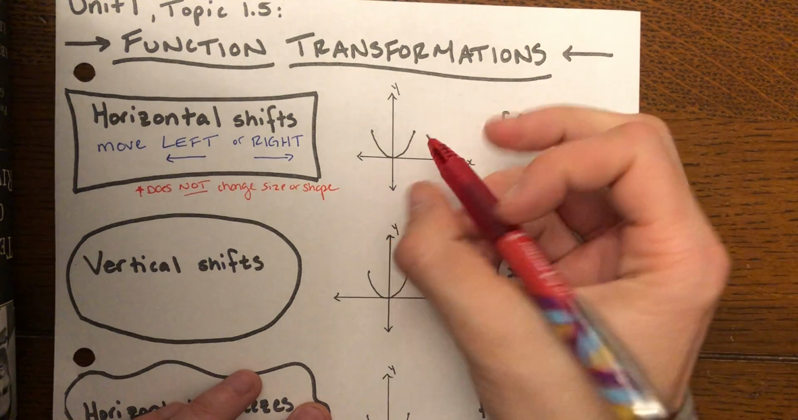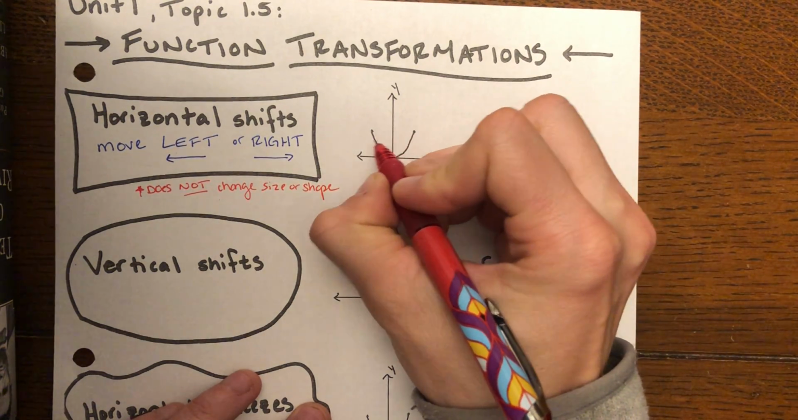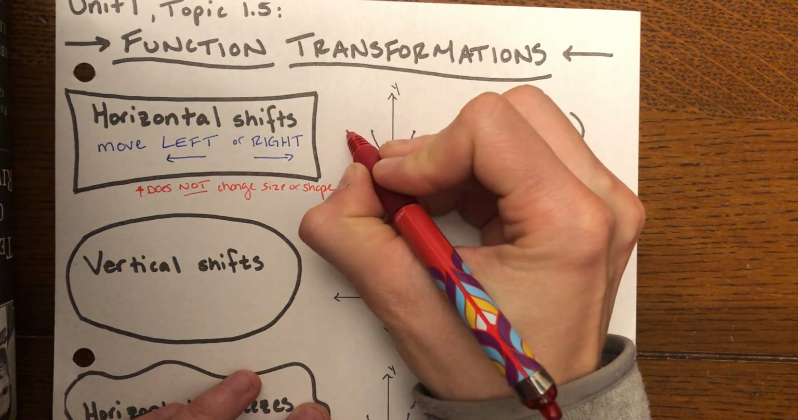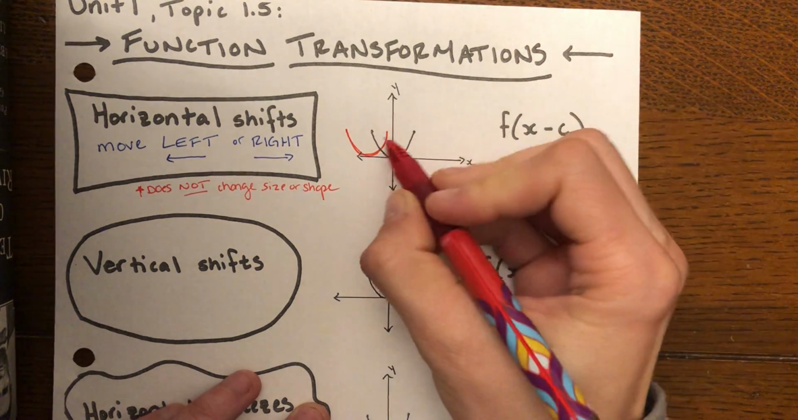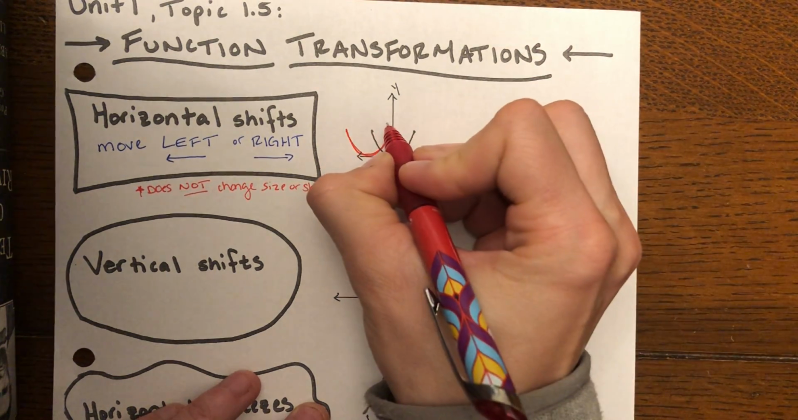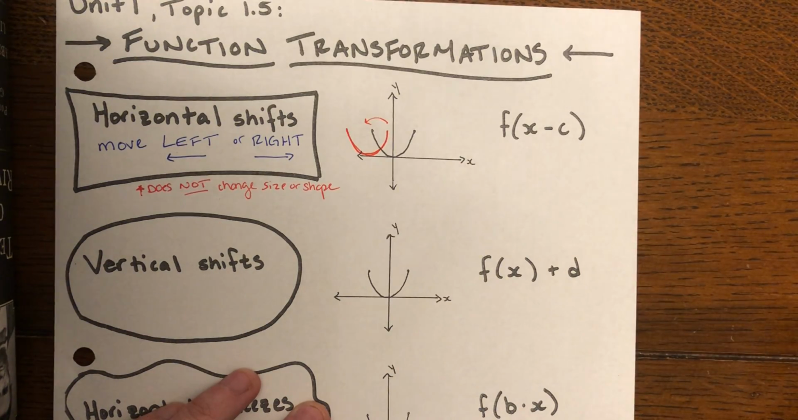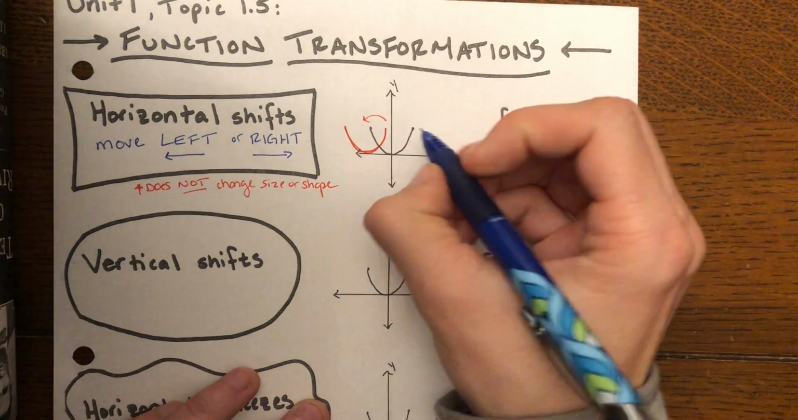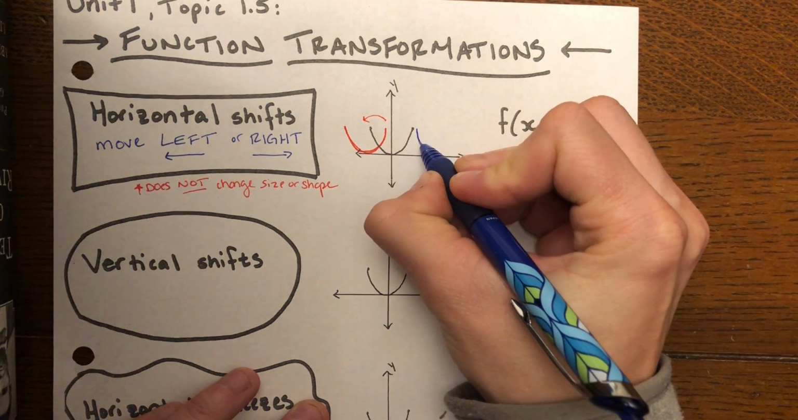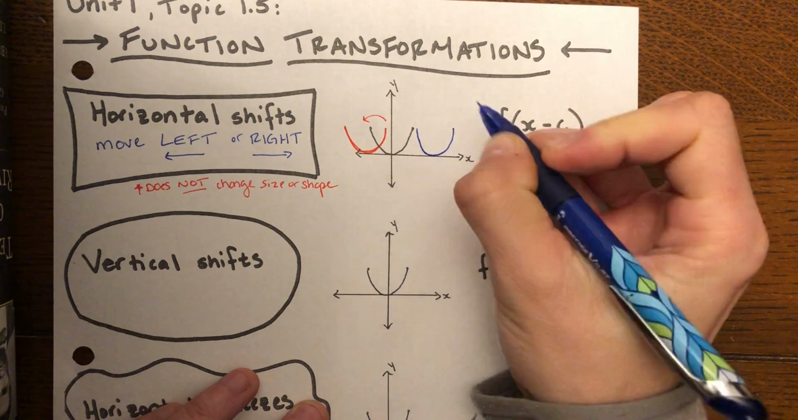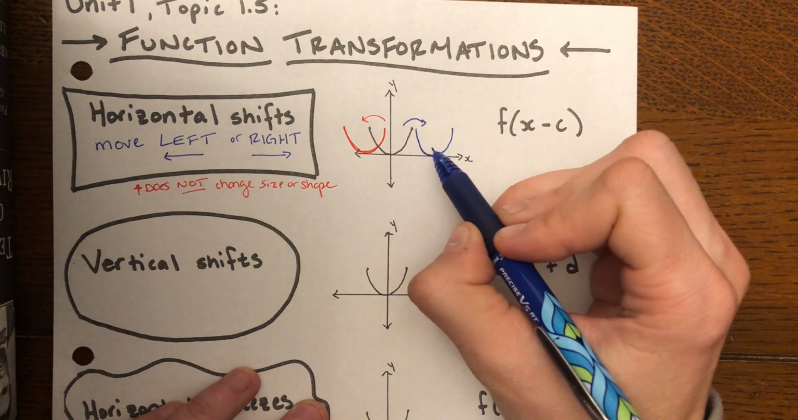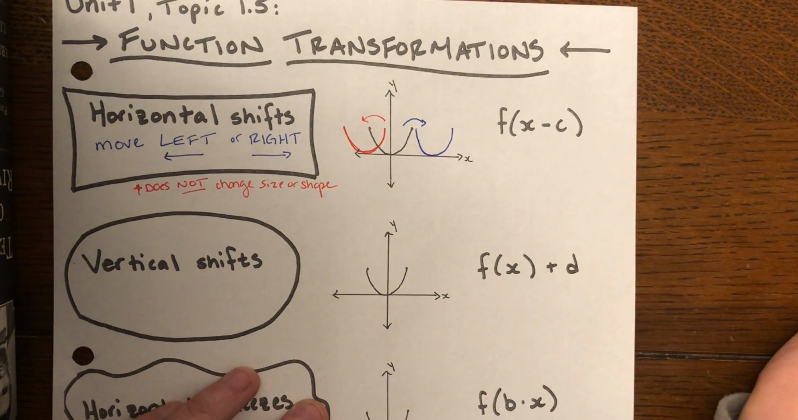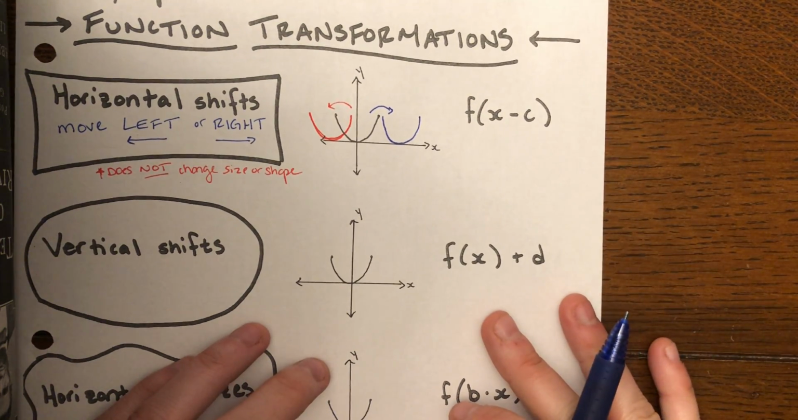So one example of this is I could move this function to the left, which would go this way, and my function would stay about the same width and the same size and height, but it would shift in that direction. And another example is my function could shift all the way over here to the right, again staying about the same size and width and height, but just moving left and right. That is called a horizontal shift.